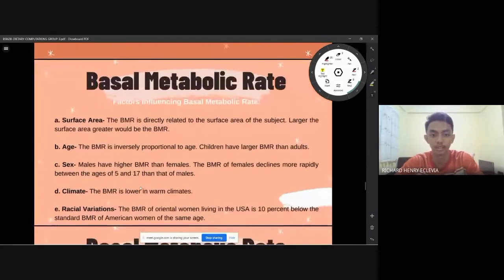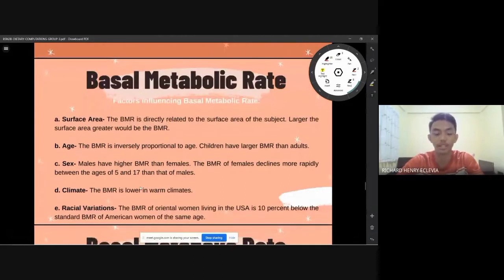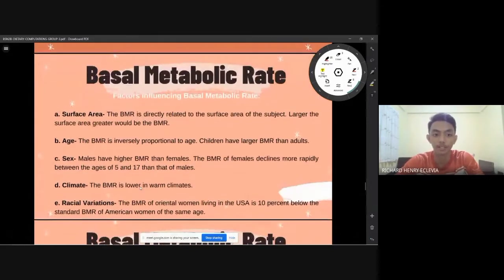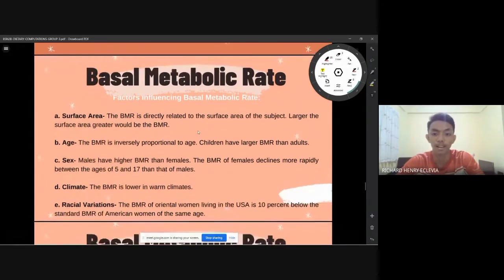So, here are the factors that influence the basal metabolic rate. First is the surface area. Siyempre, mas malaki yung surface area ng subject, the greater the BMR yung kailangan niya. Then the age, the BMR is inversely proportional to the age. Children have larger BMR than adults, mainly because siguro kasi yung children, mas active yung metabolism nila.